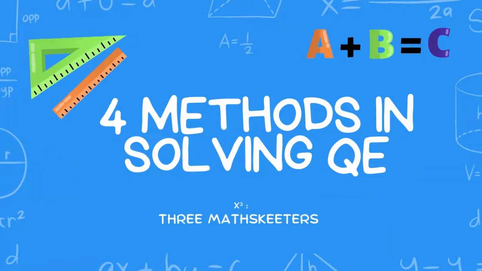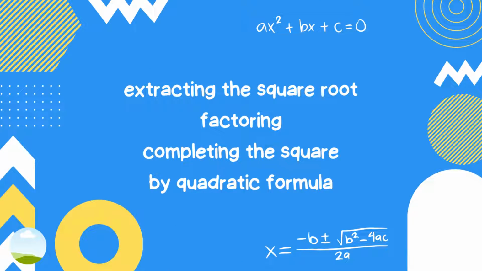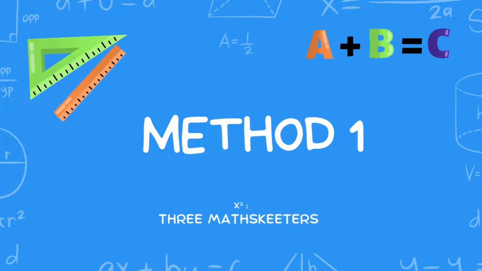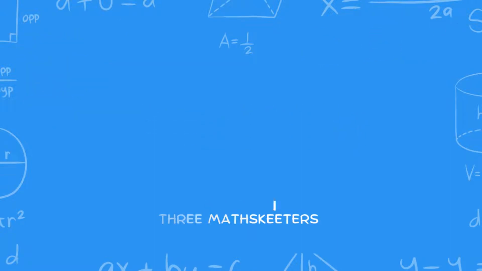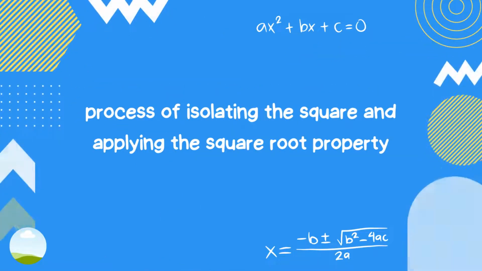There are actually 4 different methods in solving a quadratic equation. This includes extracting the square root, factoring, completing the square, and using the quadratic formula. Let us start with the easiest method in solving a quadratic equation, which is extracting the square root.